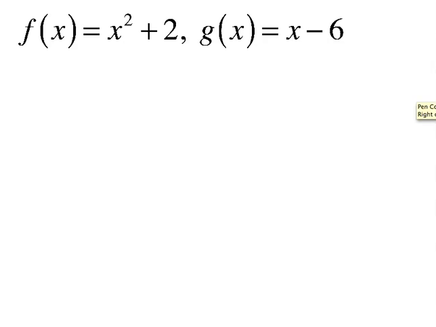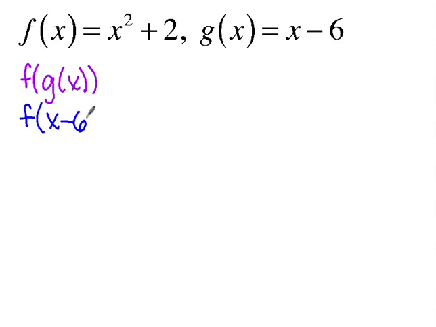So the first one we're going to find is f of g of x. Very first step is to replace g of x with x minus 6. Now this one gets a little interesting, because when I plug x minus 6 right up here, I have to square it.